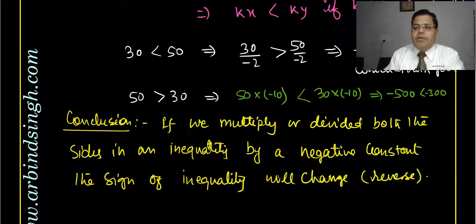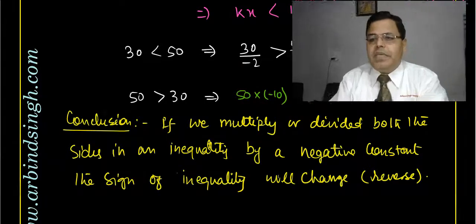When we add or subtract, or multiply or divide by a positive number, the sign of inequality will not change. I hope you got it. But if we multiply or divide by a negative number, then the sign of inequality will change. Even in addition or subtraction of a number, the sign will not change. It only changes when there is multiplication or division.